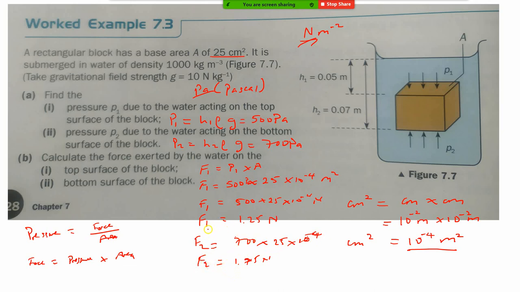Somebody was asking what was the B1. B1 is this. F1 is this, 1.25. So the finishing touch of this question now was to just find the upthrust. So the upthrust is going to be F2 minus F1. So when we do the subtraction, 1.75 minus 1.25, we get 0.5.